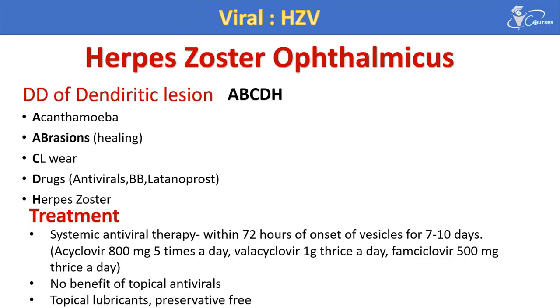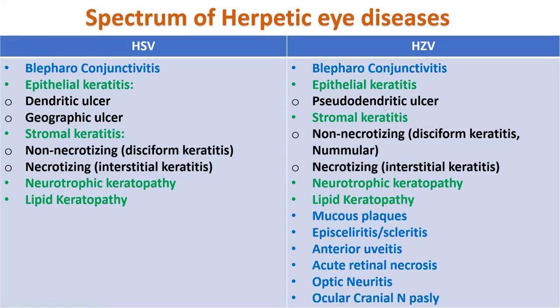Okay, so this is the treatment for patients with herpes zoster ophthalmicus. I hope that this is clear. So in order to understand the spectrum of herpetic eye disease, we said many things, but there are still other conditions that herpes can cause in the eye. So what will be the spectrum of herpes simplex and herpes zoster?